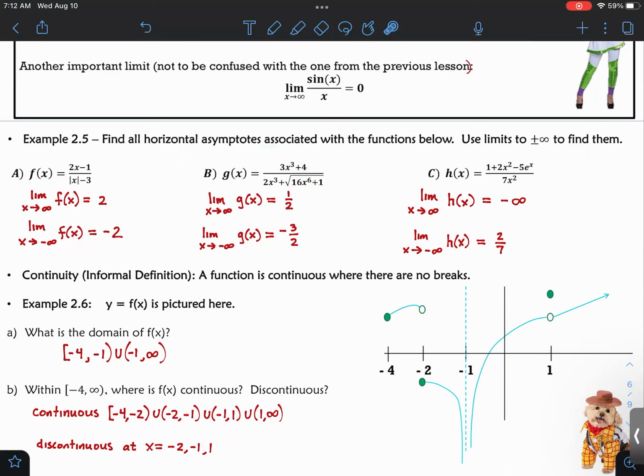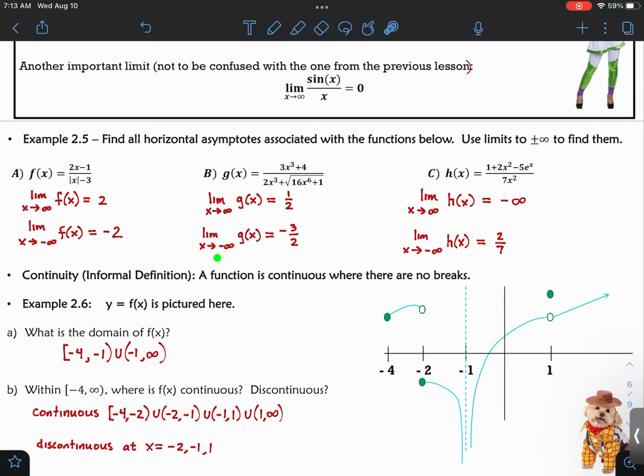B is another tricky one. It's tricky because this square root kind of freaks us out. But again, the square root of 16x to the 6 would just be 4x cubed. And as we go towards infinity or negative infinity, the +1 is negligible, so you can basically ignore it. So the way to interpret this is you essentially have a 2x cubed plus a 4x cubed, which would make 6x cubed. And if you imagine having a 6x cubed there, well, that's how we know that we're going towards 1/2. You got 3x cubed from the top, you've got 6x cubed on the bottom.